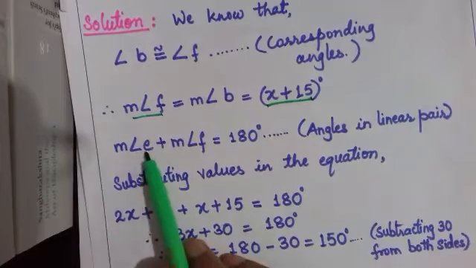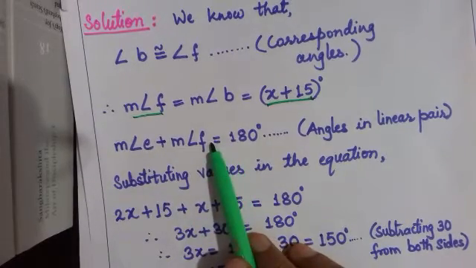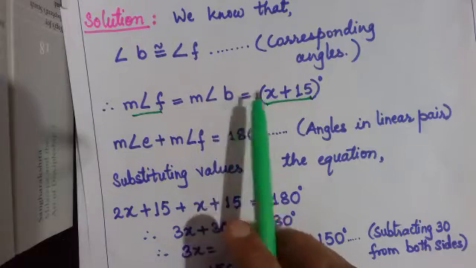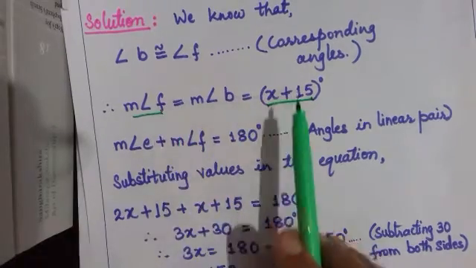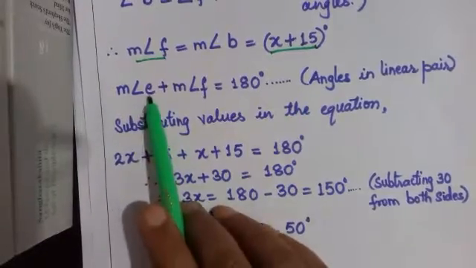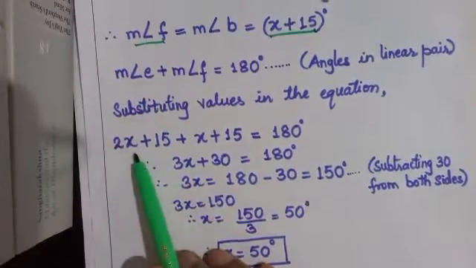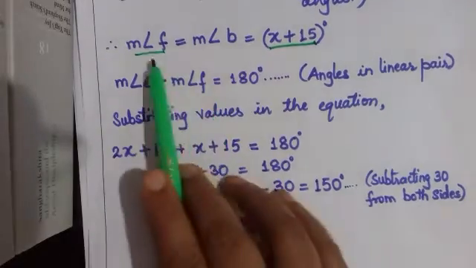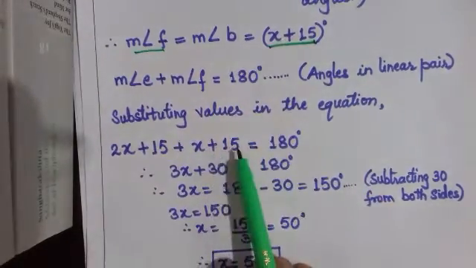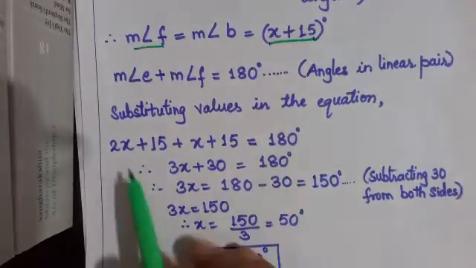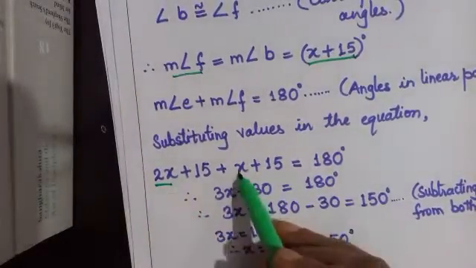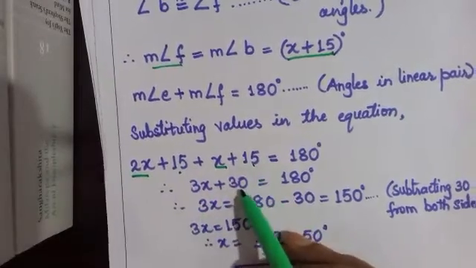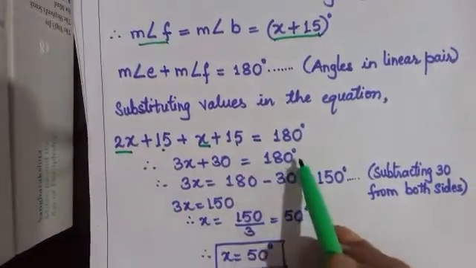Now substituting the value of E as well as of F. F means angle B. So angle B is x plus 15 means angle F is also x plus 15. Now see here, substituted the value. Angle E in the question is given as 2x plus 15. Angle F we have just taken as x plus 15, that is 180 degrees. Now 2x plus x, how much? 3x. 15 plus 15, how much? 30. So 3x plus 30 is 180.